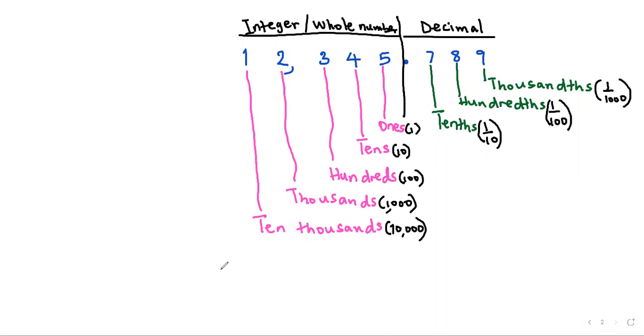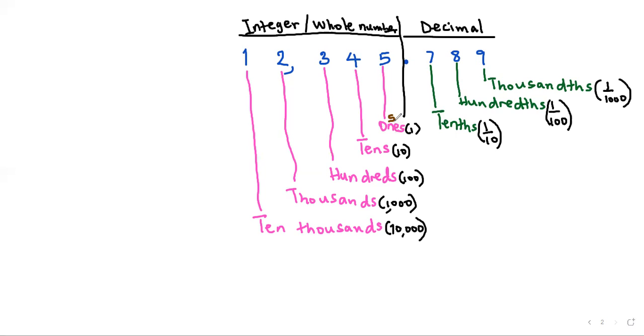Now, already we have seen that the place value of 5 is 1s. So we get 5 times 1 to get 5. 5 is the value. Get the difference? We have value and we have place value. The value of 5 is 5, and the place value of 5 is 1s.